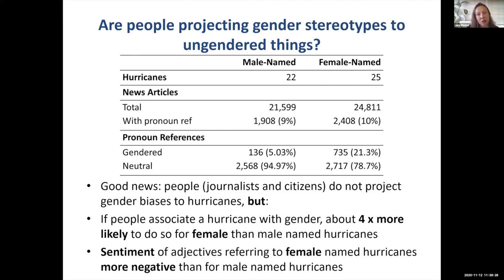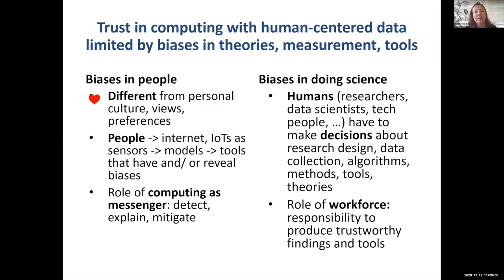And also the terms that refer to these hurricanes and that have an opinionated value, which we measure with sentiment analysis, are more negative with reference to female named hurricanes than to male named hurricanes. This study is a little bit similar to the gender shades thing that I just showed you, where overall the accuracy is okay and the results are okay, but once you start looking into the differences, they are not equally distributed. There are differences there. So let's zoom a little bit out here.